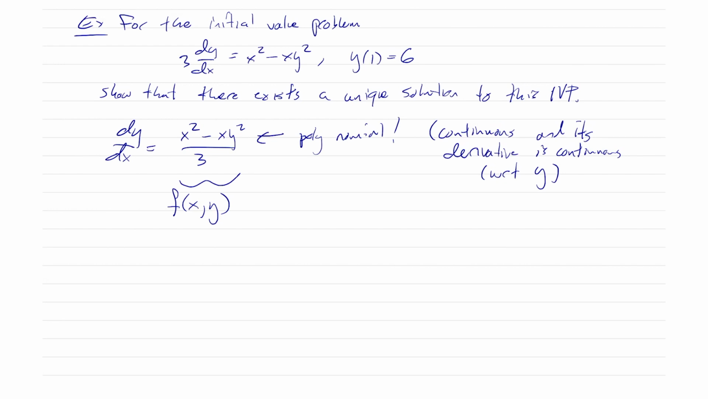It's a polynomial. It's easy. It works, right? It doesn't matter what neighborhood we look at. We were looking at, say, (1, 6), but it would actually work for any other point. So good.